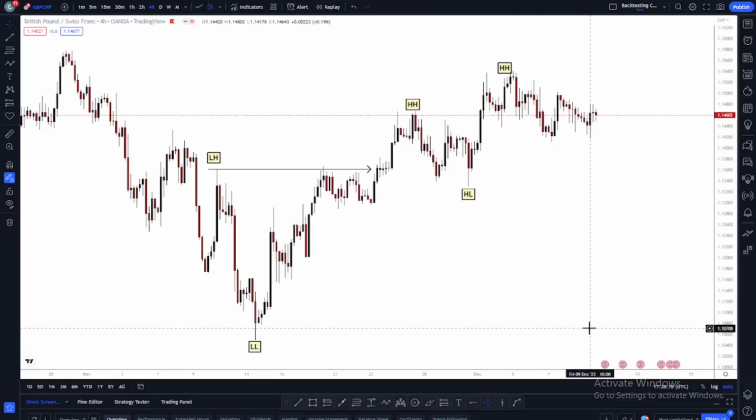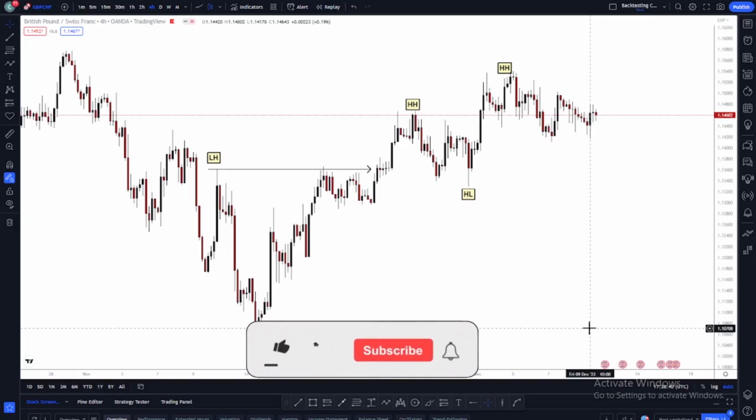So taking a look at GBPCHF once again. What do we do first? We first need to identify our trend. Okay? And looking at our charts, what is the trend? We are in an uptrend, or we are in a bullish trend. How do I know that?